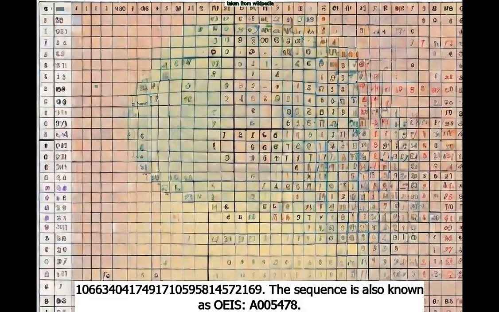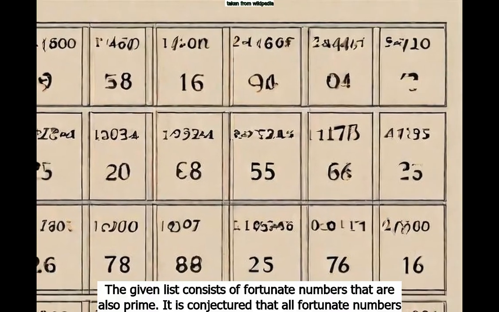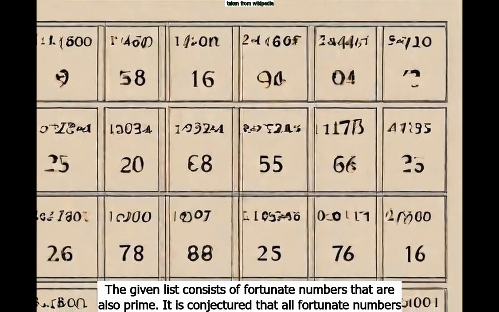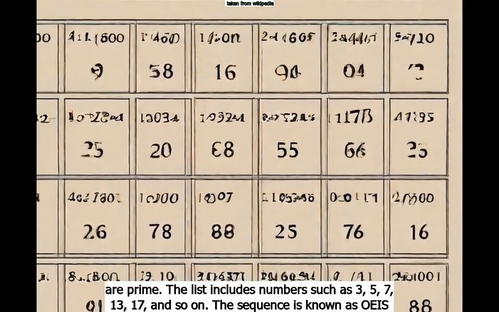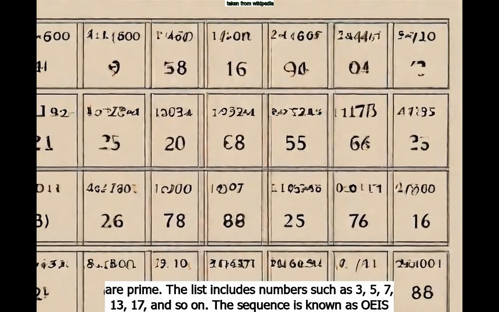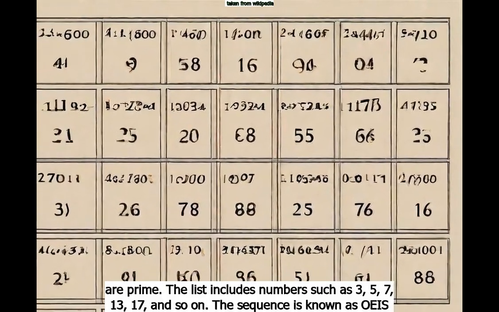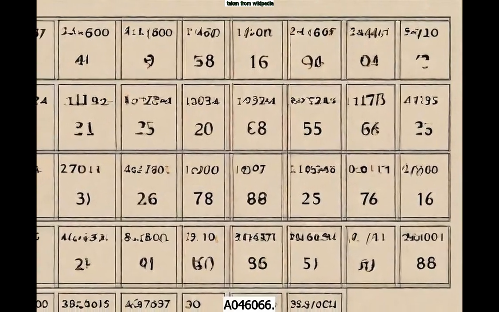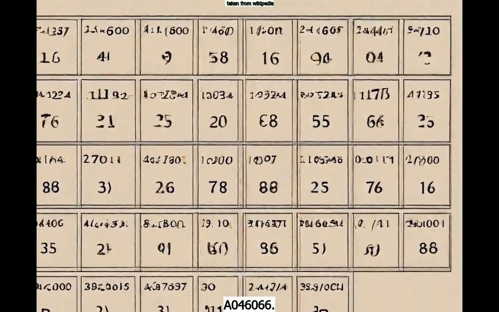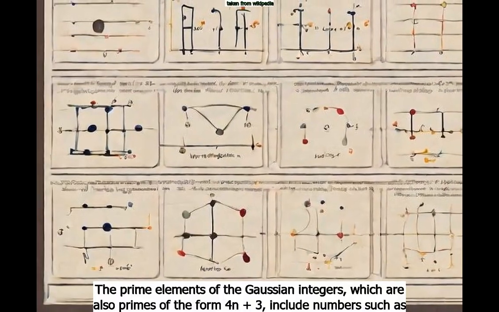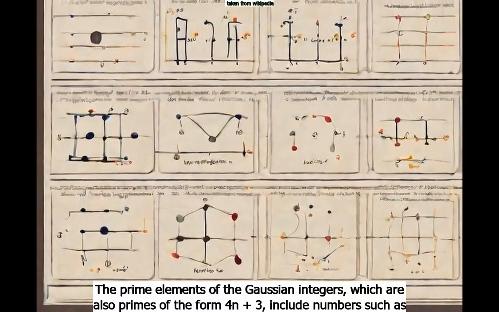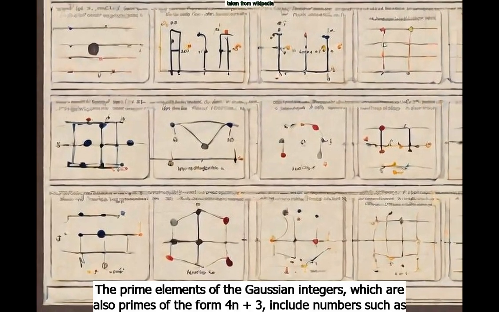A005478. The given list consists of fortunate numbers that are also prime. It is conjectured that all fortunate numbers are prime. The list includes numbers such as 3, 5, 7, 13, 17, and so on. The sequence is known as A046066.